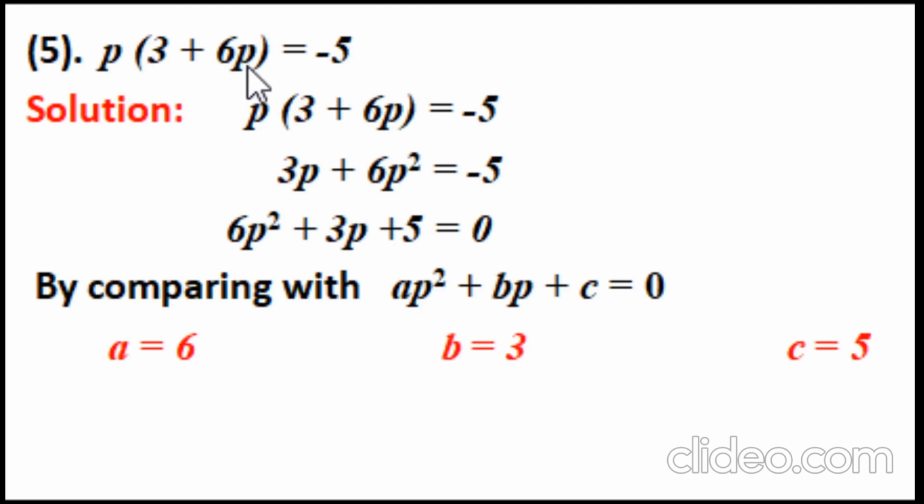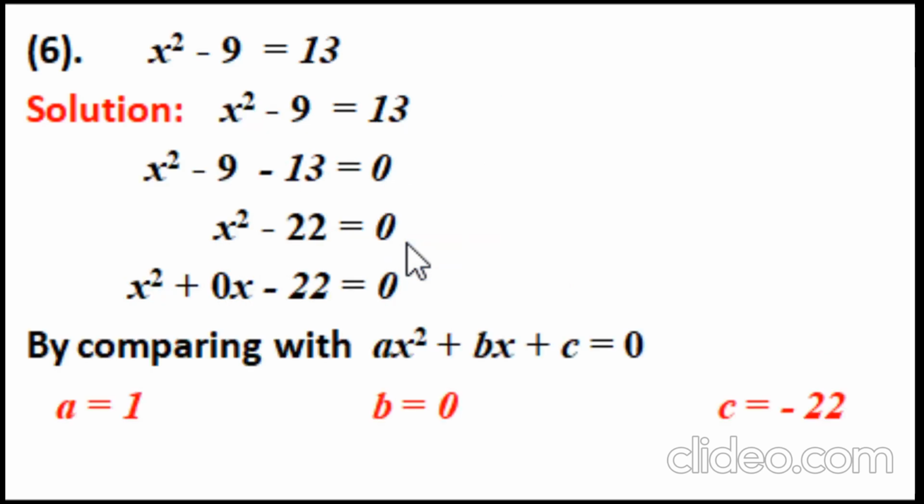Number 5, p bracket 3 plus 6p bracket close is equal to minus 5. So multiplying p into 3, 3p, p into 6p, 6p square is equal to minus 5. Rearranging, 6p square plus 3p plus 5 is equal to 0. By comparing with ap square plus bp plus c is equal to 0, we get a as 6, b as 3 and c as 5. Now next question number 6.